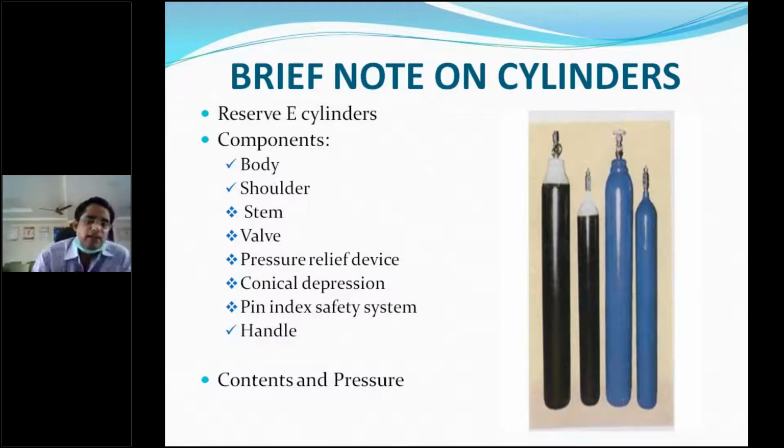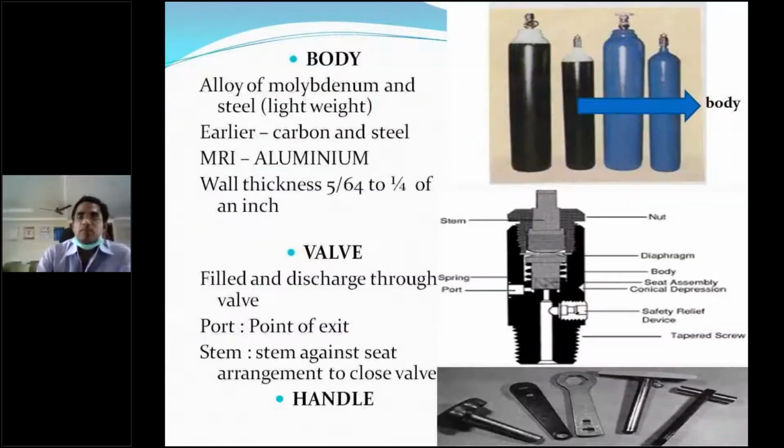For example, a black body with white shoulders is for oxygen and a blue body is for nitrous oxide. But this color coding is different in America. In America, this black body with white shoulders is not for oxygen. It is in green color. Okay, so this is a bit in depth for cylinders, which is for postgraduates, not for you.